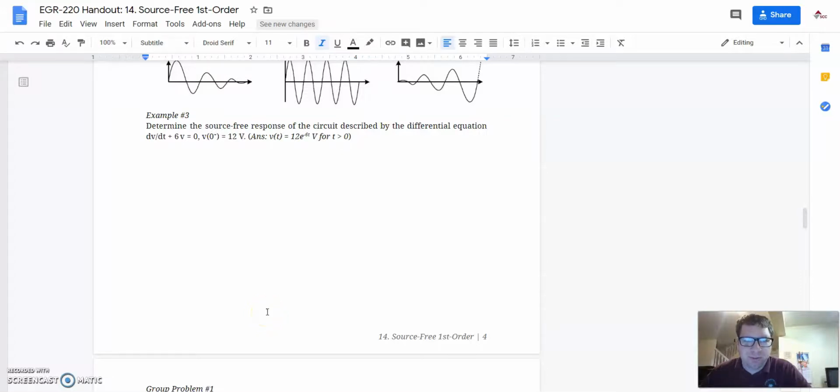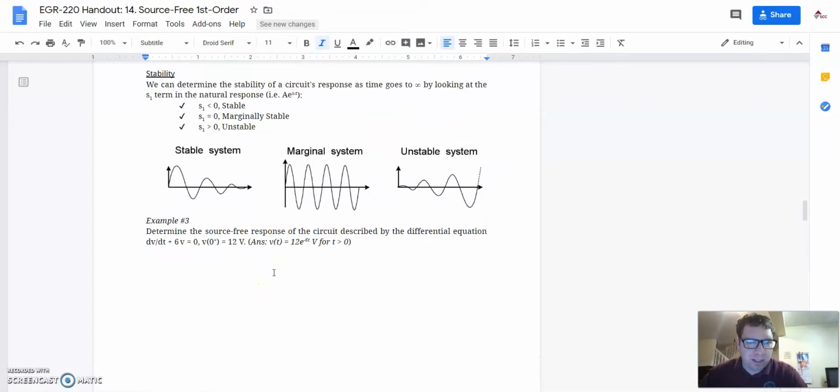Back to section 14. In this video, we're going to be going over example 3. Example 3 is going to ask us to determine the source-free response of a circuit described by a differential equation. Now don't be freaked out by the words differential equation. You literally wrote and solved one in example 2.